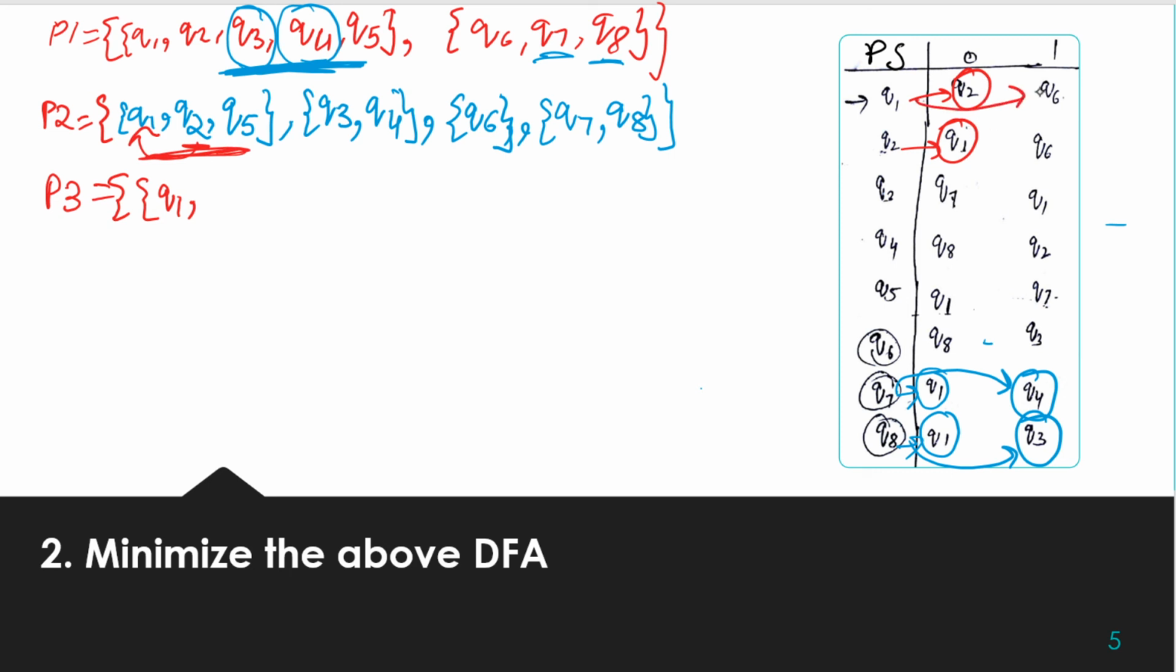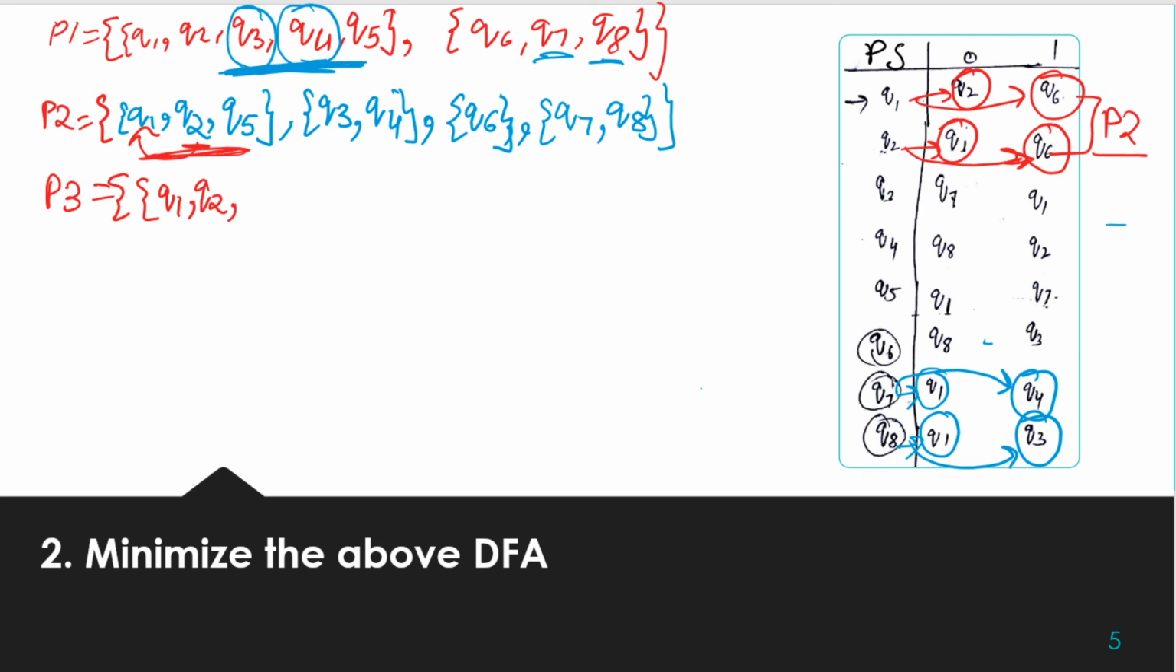Now let's check the compatibility for the next input symbol, and we are getting Q6, and for the next input symbol from Q2 also we are getting Q6. As we are getting the same state in partition 2, we can conclude that Q1 and Q2 are compatible for both the input symbols.